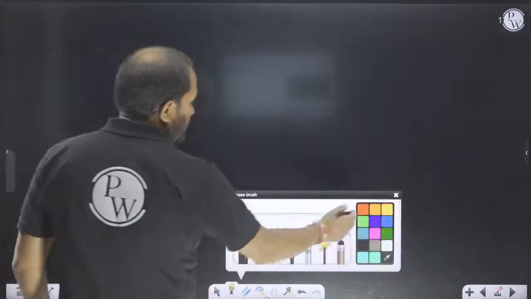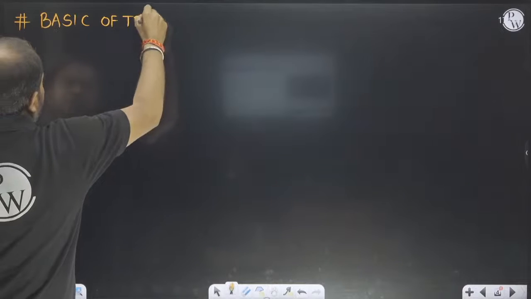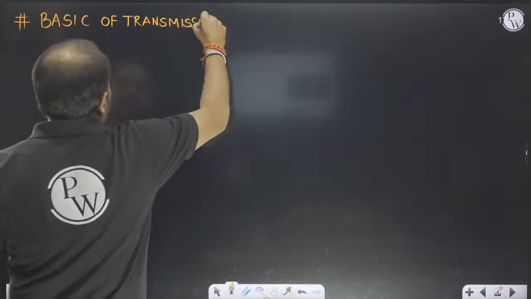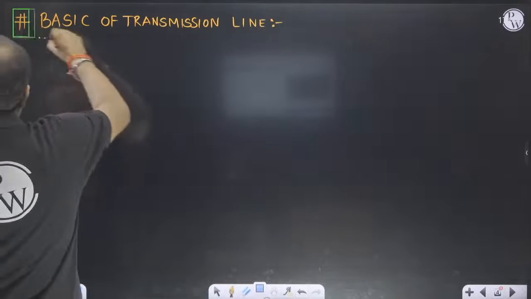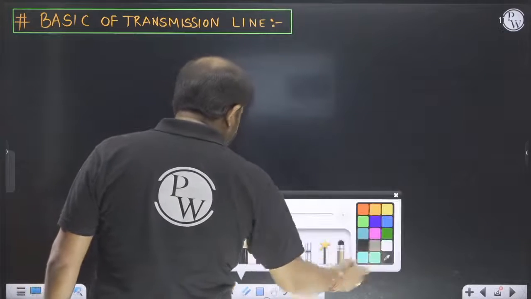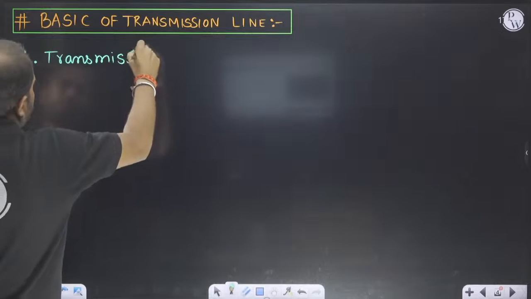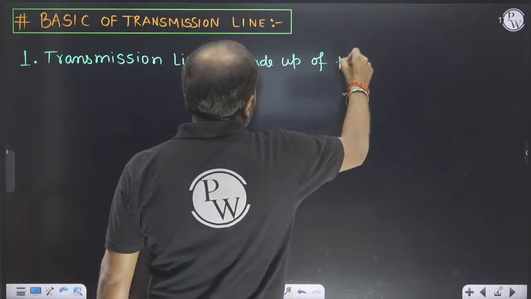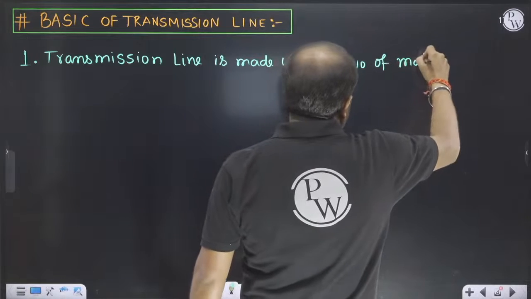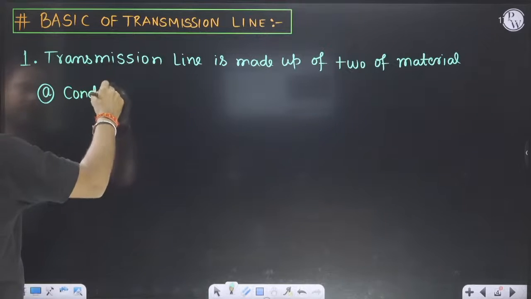So the first part is what we are going to study: basically how a transmission line is made up. A transmission line is made up of two types of material, first conductor and second dielectric. So the first point is that a transmission line is made up of two types of material, first conductor and second dielectric.